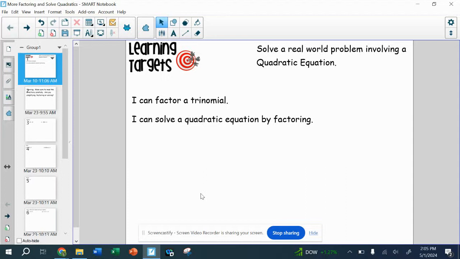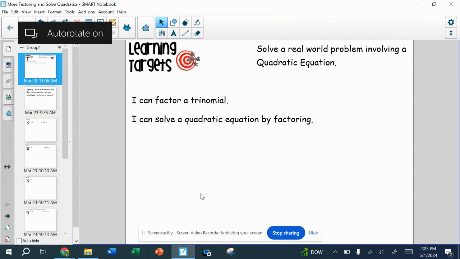Hello, algebra students. Today we are going to review all the different stuff that we've been working on with factoring and with solving equations once we have used some factoring. So let's take a look at some of these problems. They're going to look very much like what your assignment is going to be today.